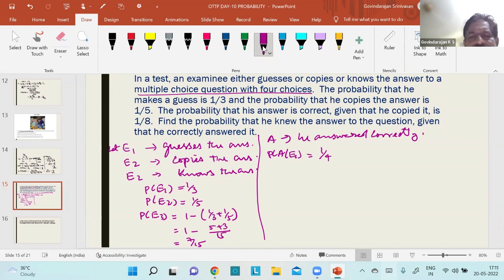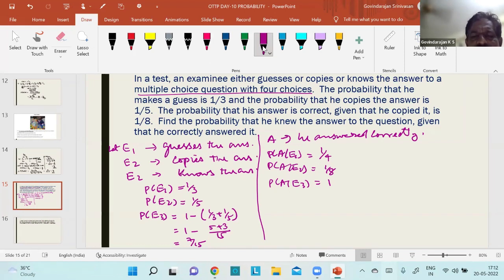So the probability of A given E2, copies, is given as 1 by 8. And the probability of A given E3? He answered it correctly, given that he knew the answer. If he knows the answer, definitely he will answer the question correctly. Therefore, the probability is a sure event. It is 1.